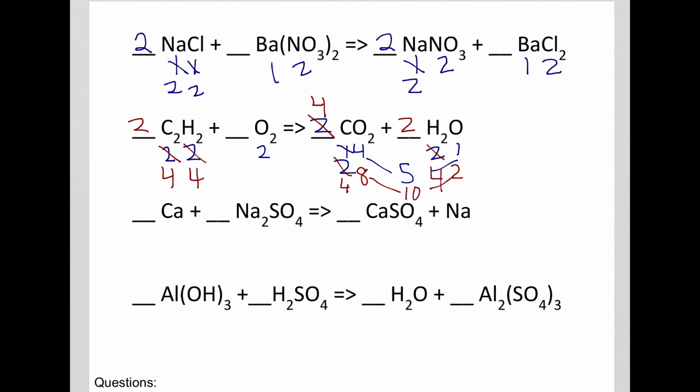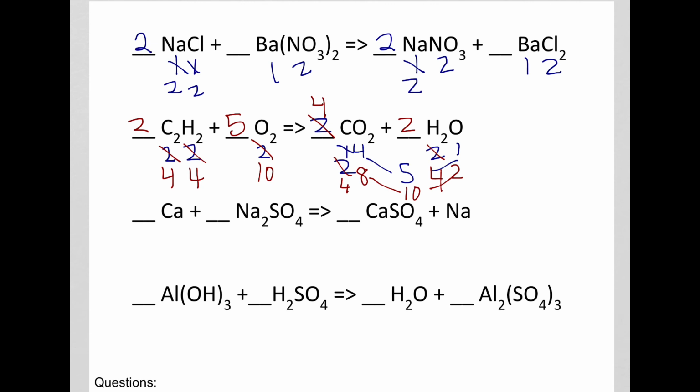So now, in order to get 10 for the oxygen, a coefficient of 5 will work. You can tell this is correct because you cannot reduce any of these by the same number. The coefficients in front always need to be the lowest ratio. So 2, 5, 4, 2, that can't be reduced because you can't divide 5 by an even number.